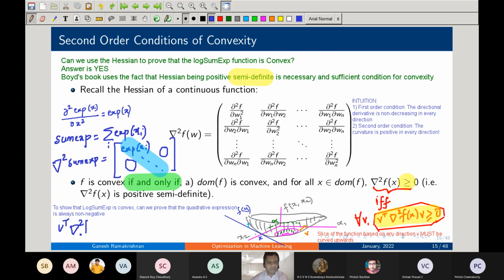Or if you want to be more specific, the Hessian of the log sum x, whose convexity we proved in a different manner earlier. I'm going to use a different expression. You'll find that it has a very interesting pattern. And we'll move on to the next topic.